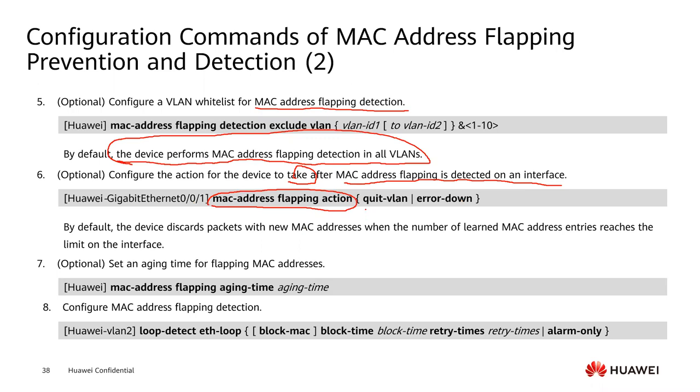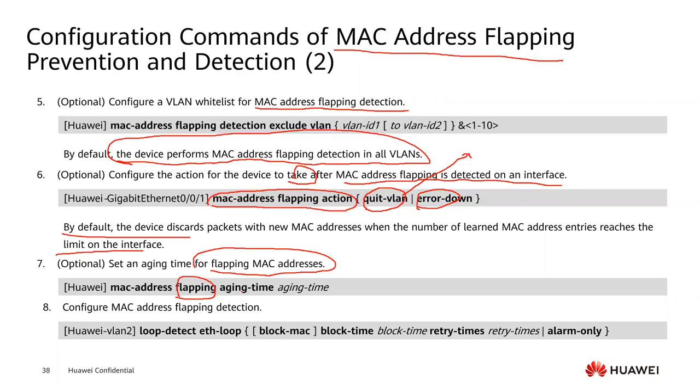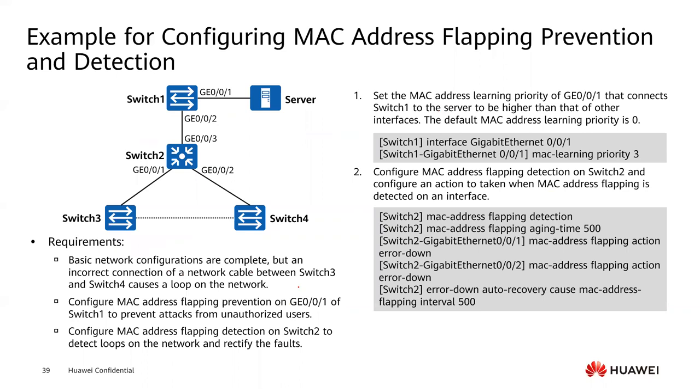We have already introduced the difference between quit VLAN and error down. And actually, for this MAC address flapping feature, I recommend quit VLAN, because only the affected VLANs have no chance to enter the network, while other VLANs can still enter the network and be forwarded to their destinations. For the flapping MAC address table, you can set its aging time. You can also configure MAC address flapping detection, setting its block time and recovery time. Now let's look at the example for configuring MAC address flapping prevention and detection. We have four switches.